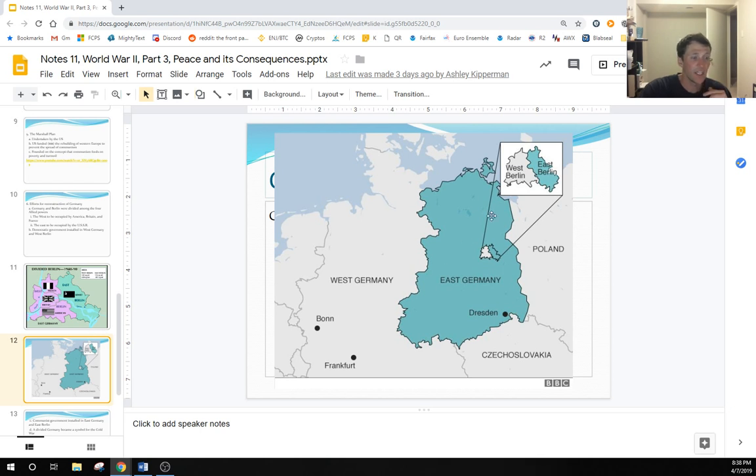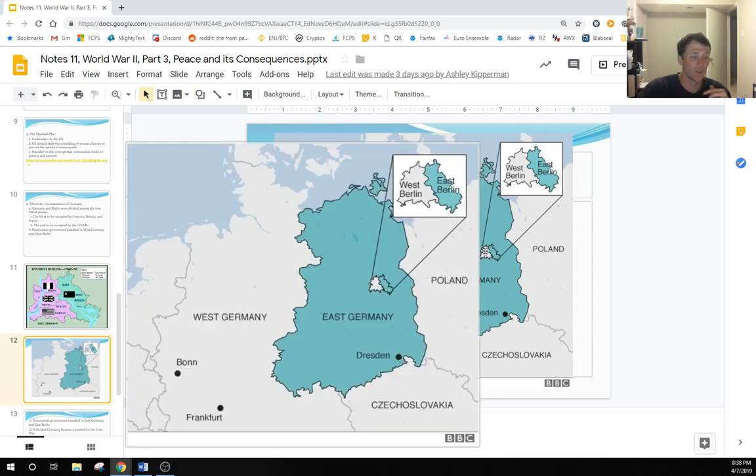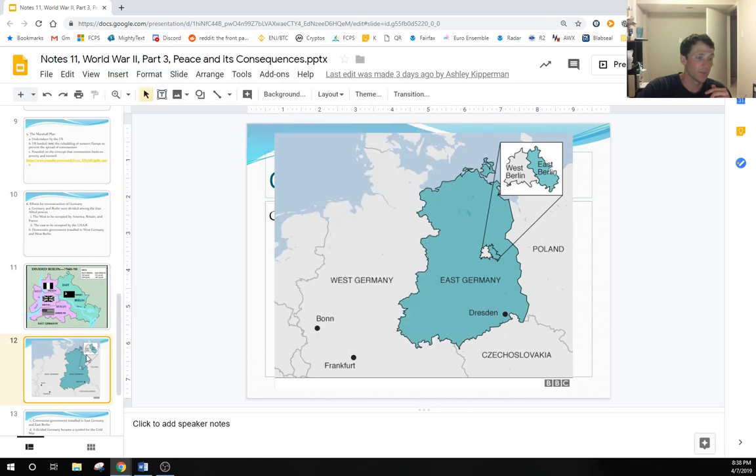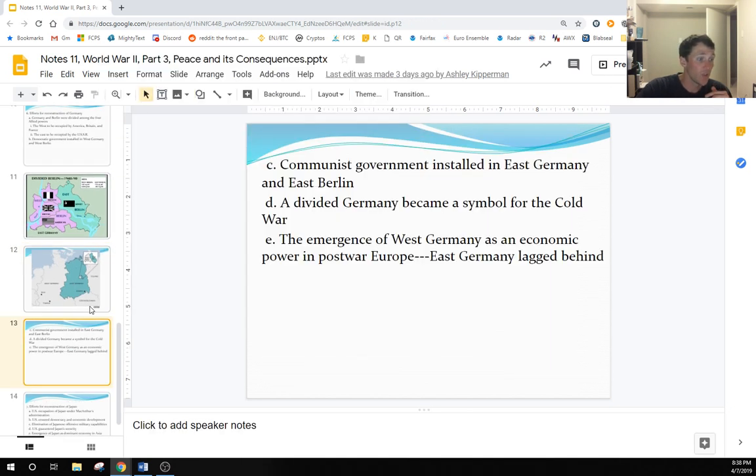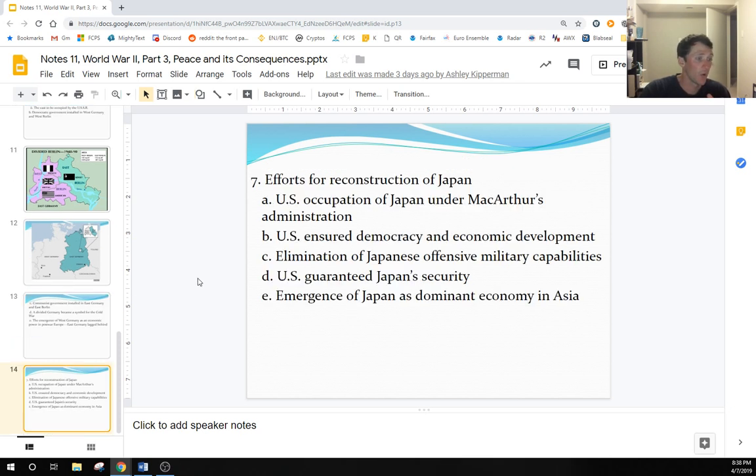So Berlin sits here, well into the Soviet zone, and that causes lots of problems during the Cold War. So anyway, as far as the last bit here, efforts of reconstruction of Japan, Japan is going to be under occupation by the United States under General MacArthur and MacArthur's administration.